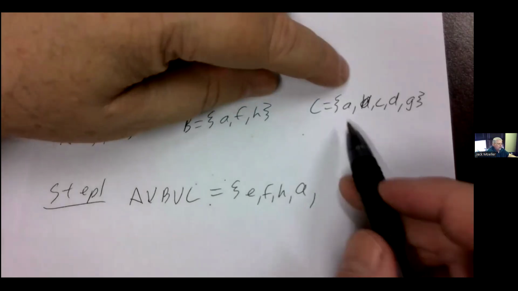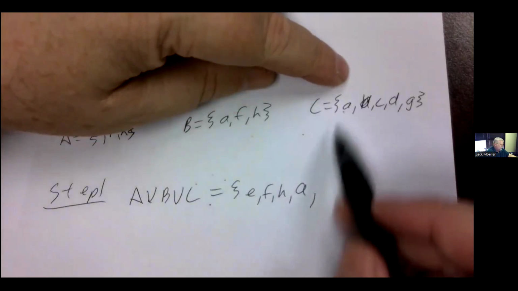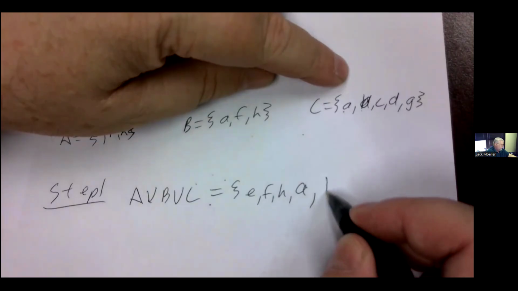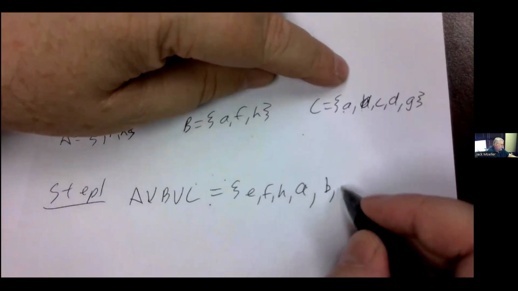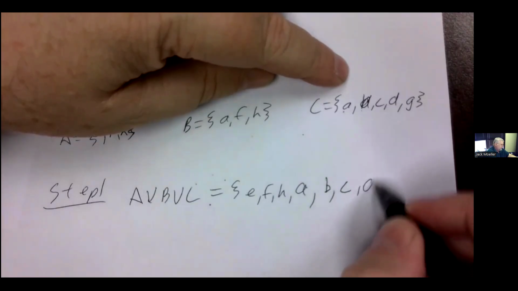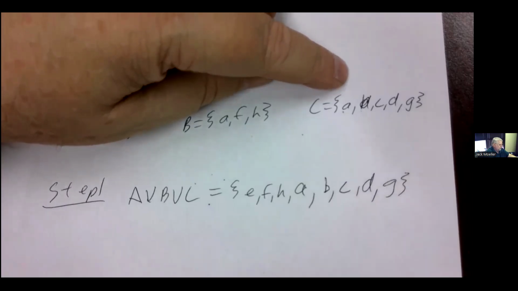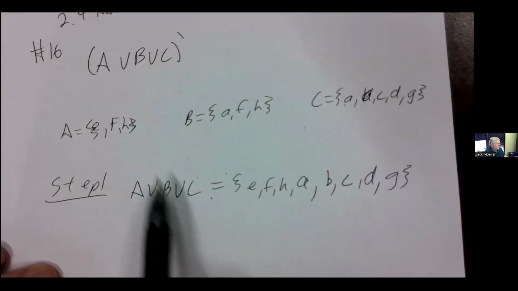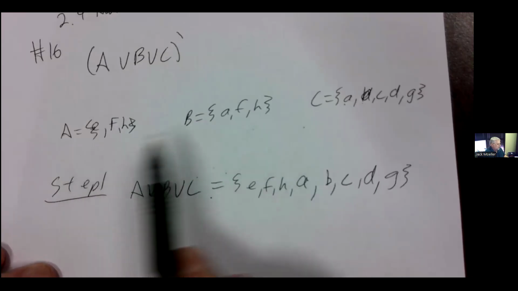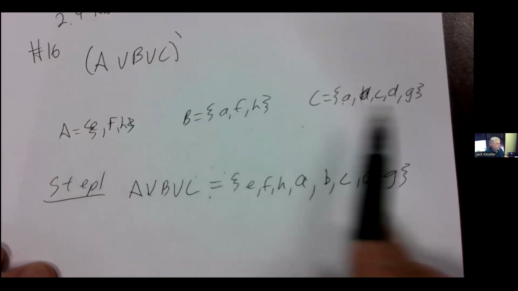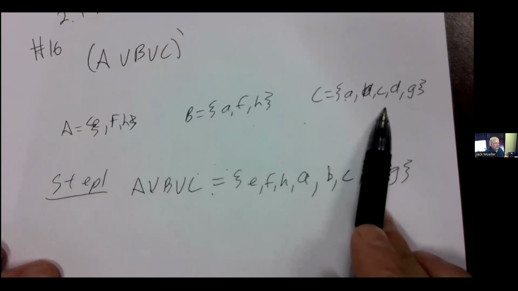Go to your third set, list anything that hasn't been listed. A's already there. I don't have B. I don't have C. I don't have D. And I don't have G. So remember, union is everything in each set. So it's all those, it's all those, and it's all those. Okay, so that's step one.